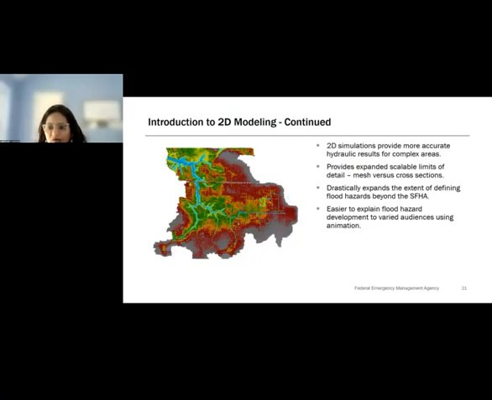And also to explain the flood hazard using cool animations like this, to show them how the flood water moves within the watershed. Especially for an engineer like me, now I have a tool like this to explain the complex engineering analysis visually. Providing these additional data points improves the stakeholder engagement for our flood studies. So that's one of the main reasons that we are moving towards 2D modeling.